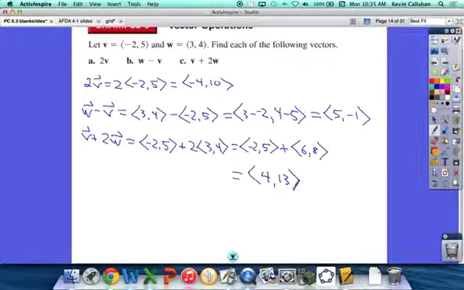Now, if you remember anything at all about matrices when we did that, I mean, vectors are matrices. They're just matrices that are 1 by 2, right? It's 1 row, 2 column matrix. That's what a vector is. So these operations, we did these with matrices already, and they work pretty much the same way.